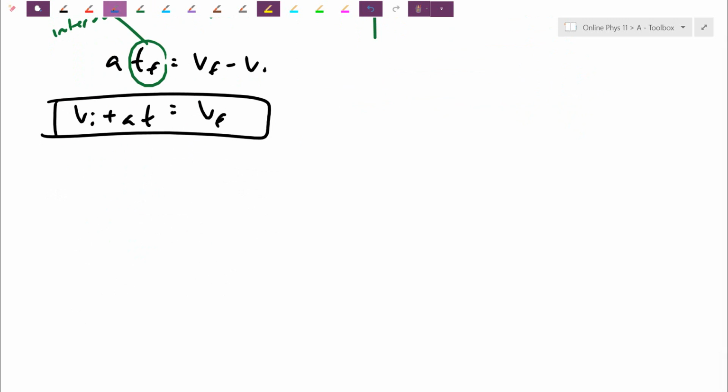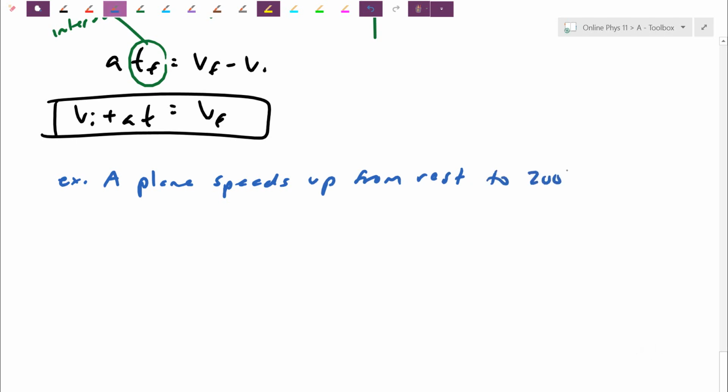Let's just do a quick practice. A plane speeds up from rest to 200 kilometers per hour in 15 seconds. I want you to calculate the acceleration. Okay, I again gave you a situation where the units are a little bit weird. I'll show you us converting to the proper units and then show you how this works out.